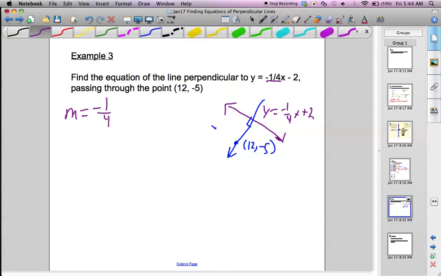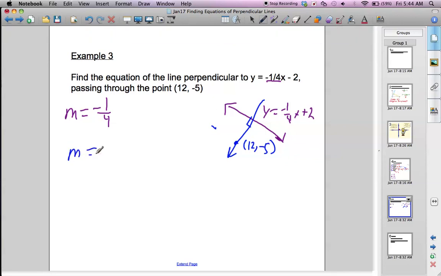So to find a negative reciprocal slope, well, this is negative. Alright, so the negative of negative is positive. The opposite of this negative quarter is going to be positive. So we're going to have positive 4 out of 1. Okay, so you're going to have the opposite sign and you're going to have the reciprocal, so that just equals 4. So the equation of our blue line is y equals 4x plus b.